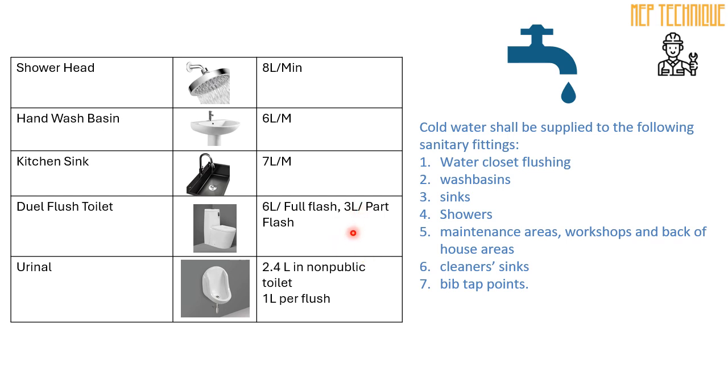If you press the small one, then 3 liters of water will be consumed, and if you push full flush, then 6 liters of water will be consumed. Then for urinal sensor, 2.4 liters in public toilet and 1 liter for flushing. Like if it is not a public area like your home, if you want to install, then 1 liter per flush, because this is related to water consumption.